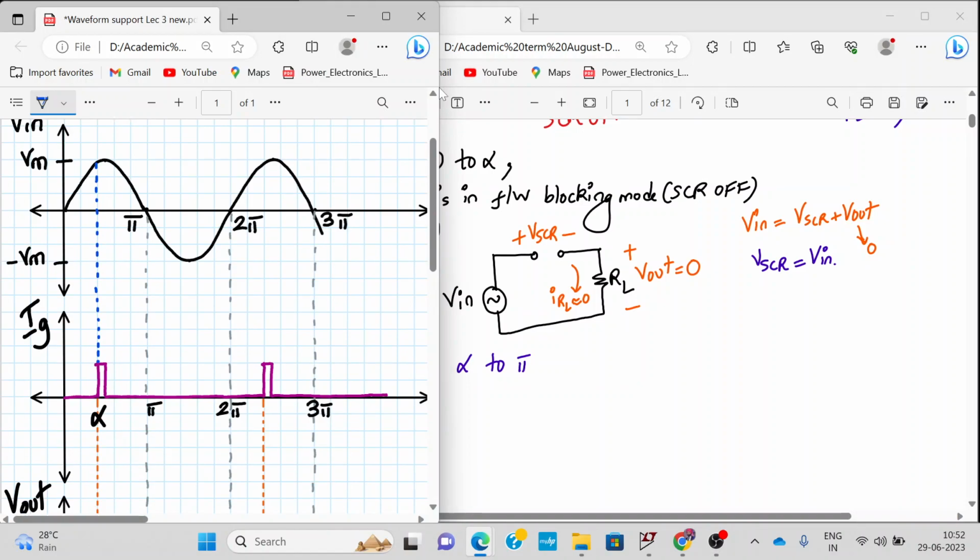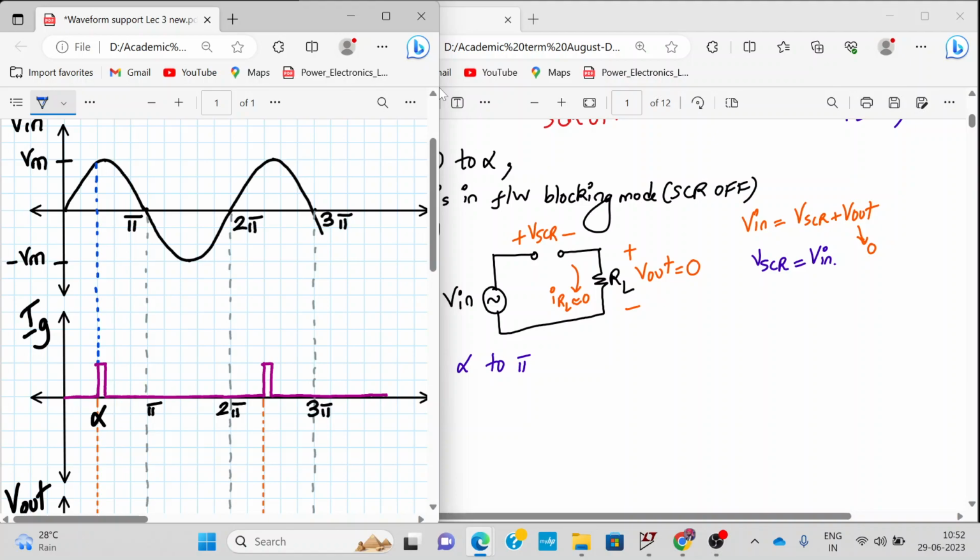So here we need to apply the trigger pulse only once. There is no need to apply any trigger pulse when the input is in reverse bias or in the negative half cycle. Why? Because in the negative half cycle the SCR is in the reverse blocking mode. So even if you apply a trigger pulse, it won't turn on. So the trigger pulse must only be applied during the positive half cycle.